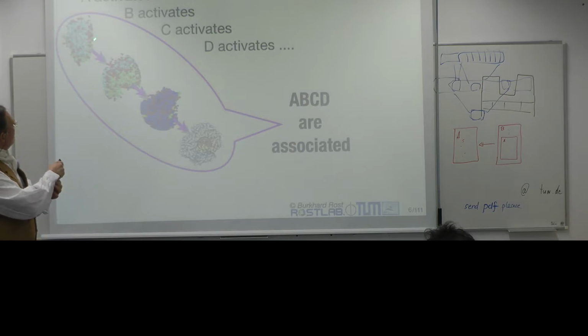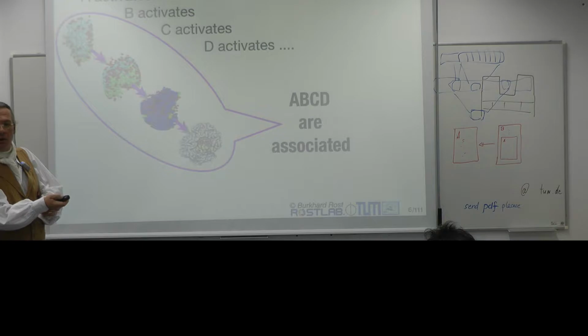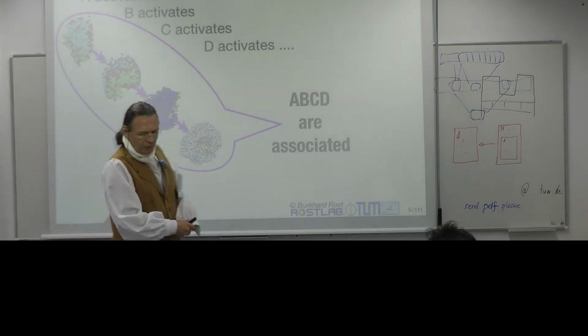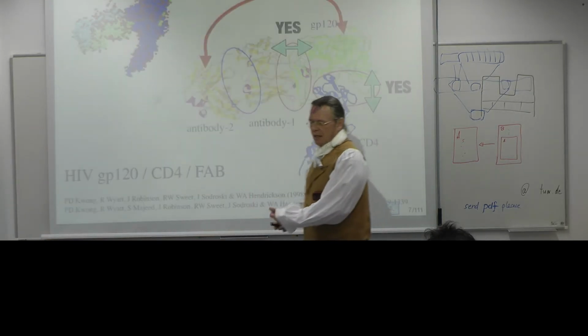Associations is A activates B, activates C, activates D. So pairwise they are in contact, but they are neither temporal contact. This activation of D in the end may come long after A activated B. Nor are they in physical contact.